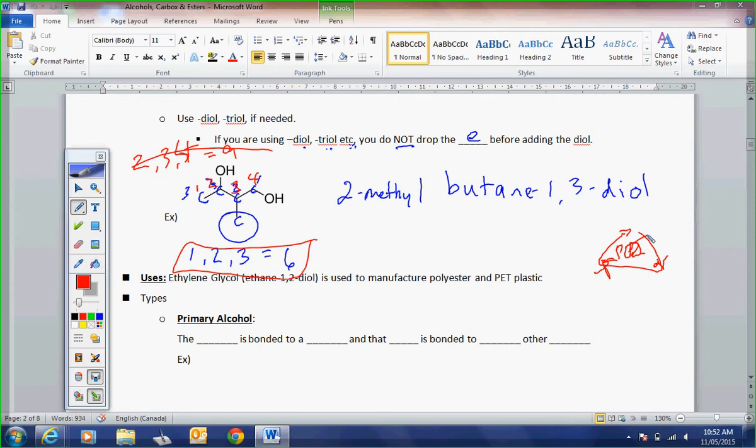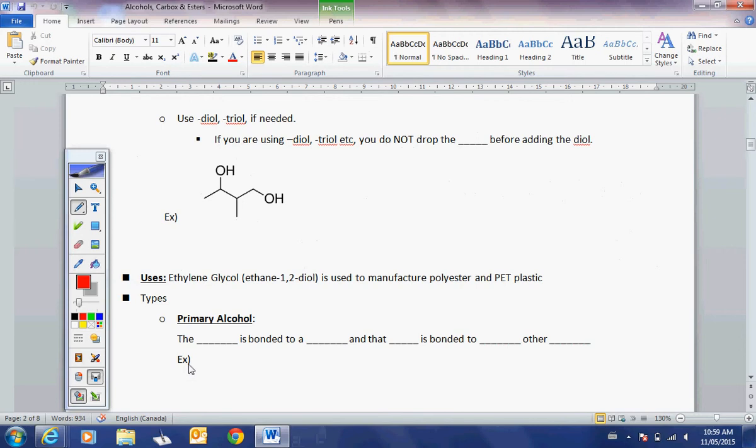Okay, types. Primary alcohols and secondary alcohols. Oh, by the way, there are a few special names that you need to know, and the rest of them you can throw away. Ethylene glycol is one word that you need to recognize, and recognize that it is ethane-1,2-diol. But what was the other one from the alkene unit? Ethylene, which is ethene. They like to give you that one too.